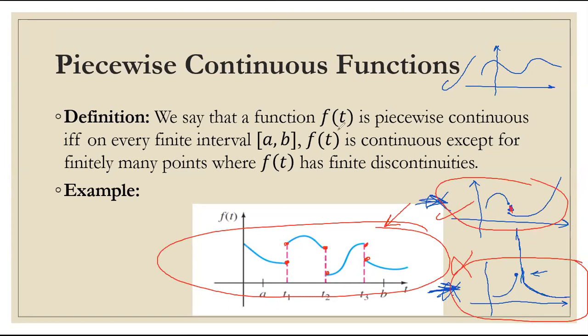So here is the definition: we say that a function is piecewise continuous if in every finite interval it has only finitely many points of discontinuity, and these are finite discontinuities. Okay? Did you get the idea?